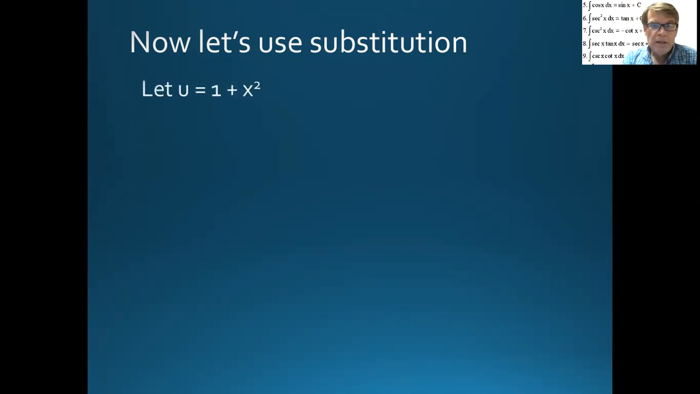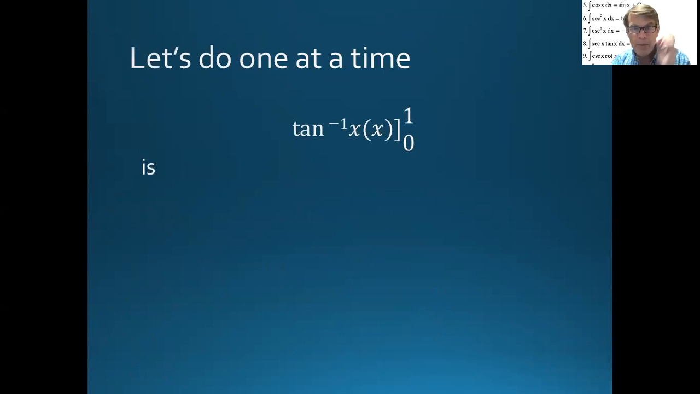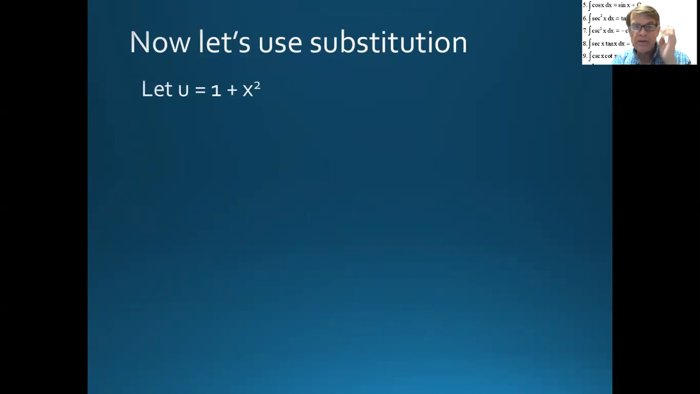All right, so let's remember, what are we doing again? We're trying to use substitution to get the integral of x over 1 plus x squared dx, all right? So what I'm going to do is let u equal that denominator, 1 plus x squared. That means that du is going to be the derivative of that, 2x dx, okay?